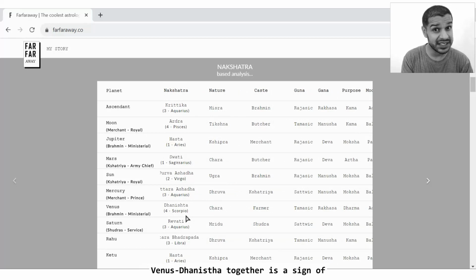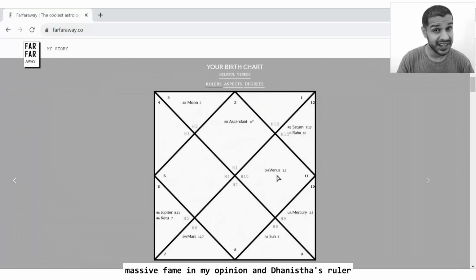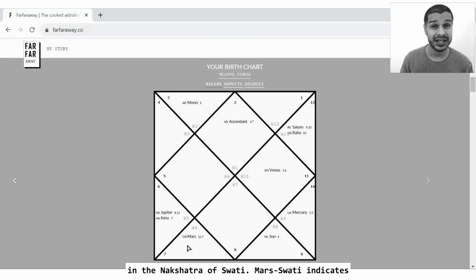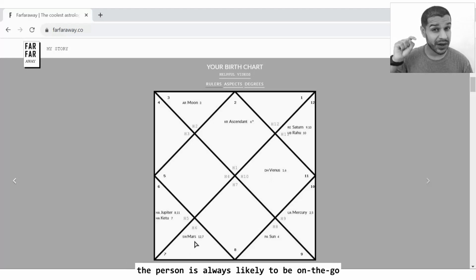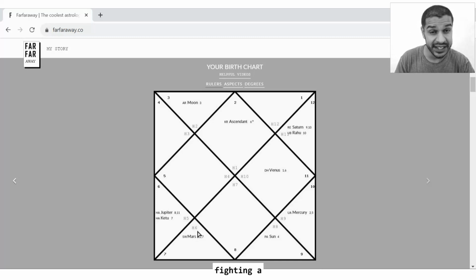Now Venus Dhanishta together is a sign of massive fame in my opinion, and Dhanishta's ruler Mars in his chart is in the 6th house in the nakshatra Swati. Mars Swati indicates the person is always likely to be on the go, on a physical plane specifically. And Mars's position in the 6th house indicates he's likely to be famous for fighting a battle.